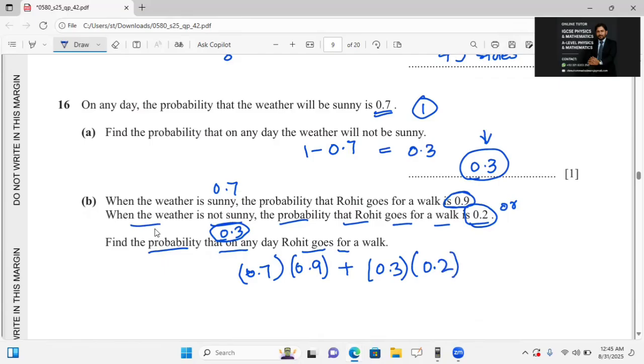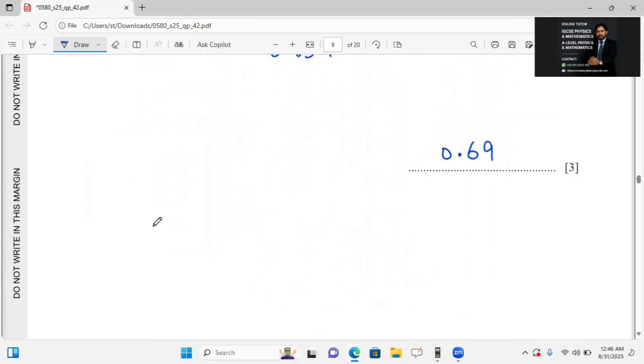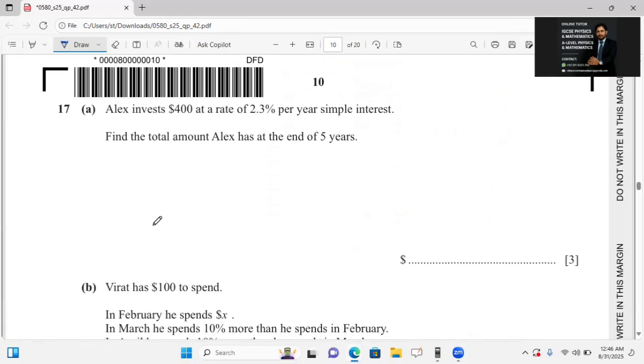So if I go for it, 0.7 into 0.9 is 0.63, plus 0.06, then it will be 0.69. Simply, I'm just doing this by simple multiplication. 69 times 63, after the decimal there are two digits, 0.63. 6 into 3. So 0.69 should be taken for this question. Let's go to the next one.